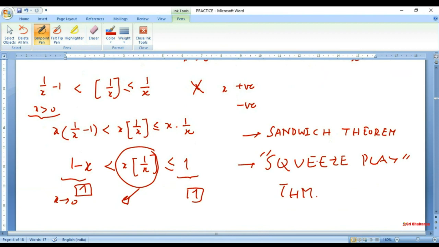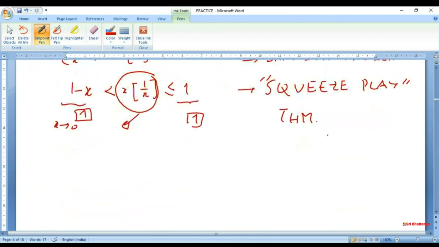Or this is the same as the squeeze play theorem, in the sense that we have squeezed the expression x times floor of 1 by x between these two expressions, 1 minus x and 1. Either way, the imagery is clear. We can conclude that if f(x) is less than or equal to g(x) and greater than or equal to h(x), and both f and h tend to L, then g cannot have any other limit than L, and indeed the theorem tells us that it has limit L. So in this case the answer is 1.